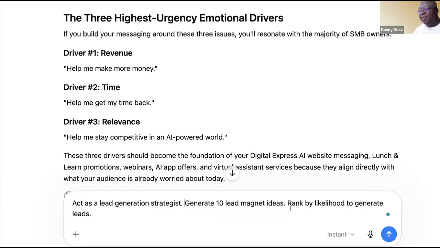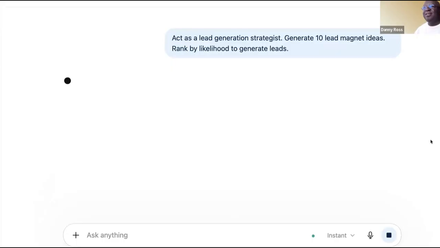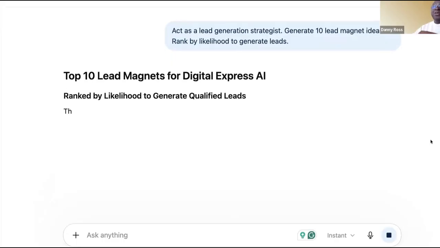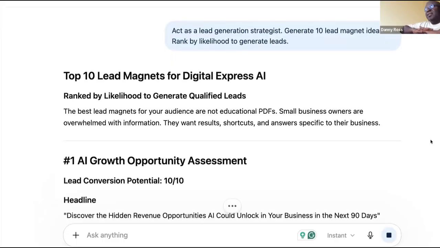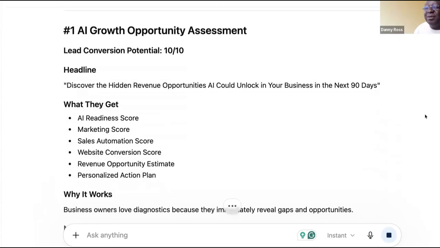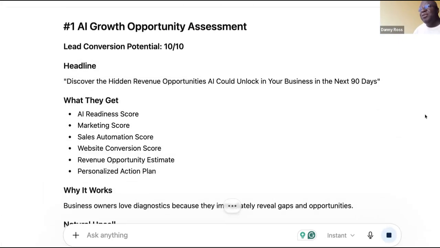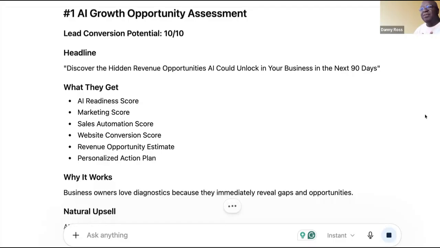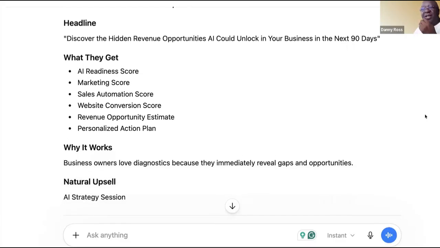Generate 10 lead magnet ideas ranked by likelihood of generating leads. Okay, sure. Let's get 10 lead magnet ideas for Digital Express. By the way, what's fun about this exercise is, again, I'll use it. Why not? This is stuff you should do once a week. If you've been to my Drive class, I talk about that weekly cycle of marketing. So definitely Drive is a foundational concept.